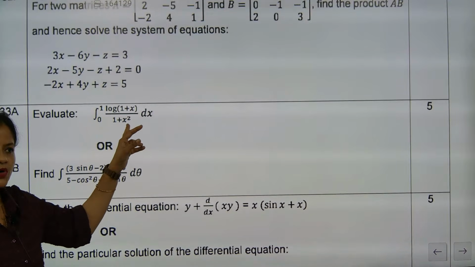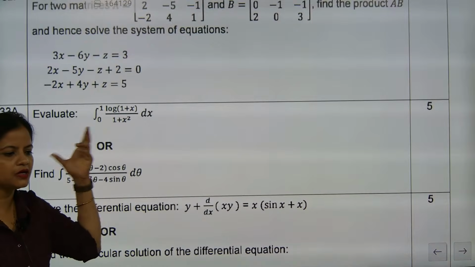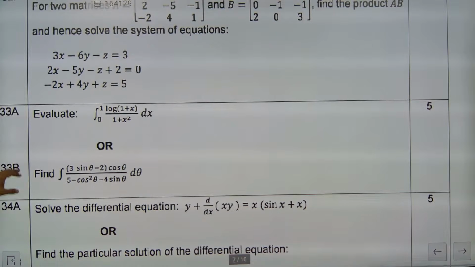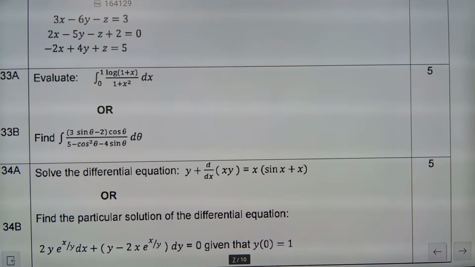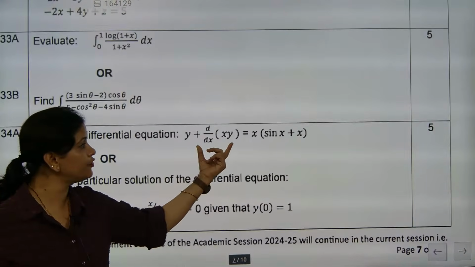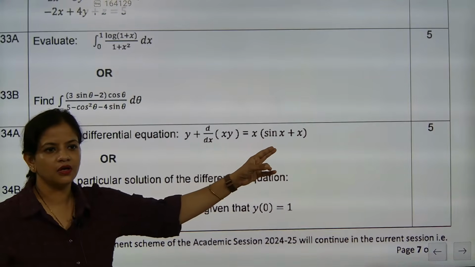Understood? So this type of questions we are going to practice, the highlight method, whatever application we will do. And here again, a direct question. See this question, first you have to differentiate and then you have to solve.